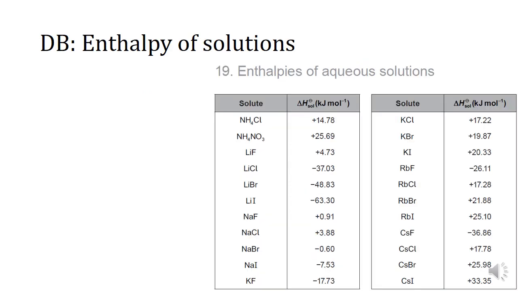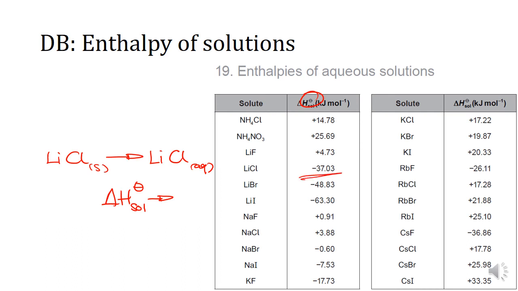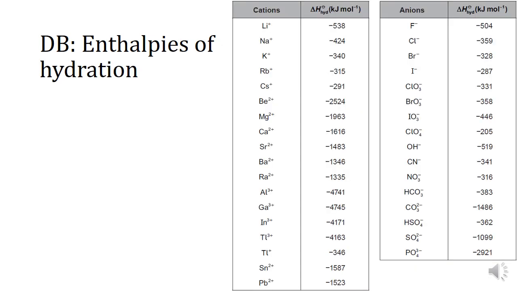Okay, so if I take lithium chloride solid and I dissolve it in water to form lithium chloride aqueous, the delta H sol, and that's a standard, is going to be minus 37.03. Sorry, my recording on the last one got a little bit cut off, but I can't be bothered going back to put the endpoint on kilojoules per mole.